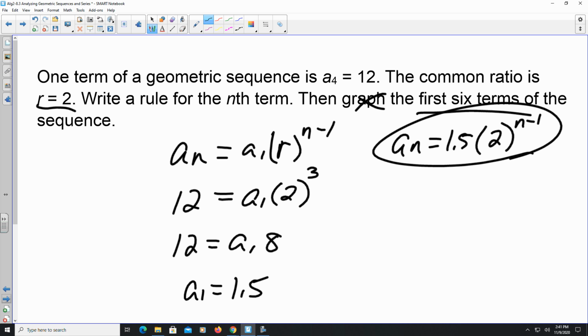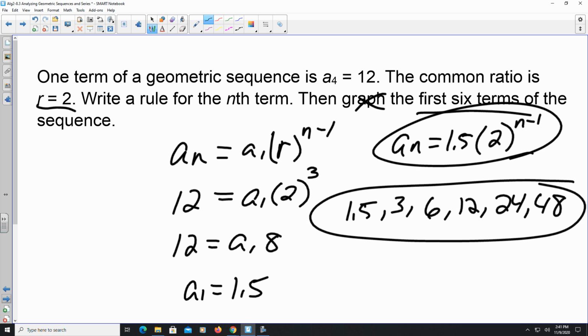And to find the first 6 terms, I'm going to get 1.5. If I put 2 in for n, I will get 3. 3 in for n, I'm going to get 6. 4 in for n, I'll get 12. 5 for n, I'll get 24. And then 6 for n, I'll get 48. So these are the first 6 terms of the sequence with that rule.